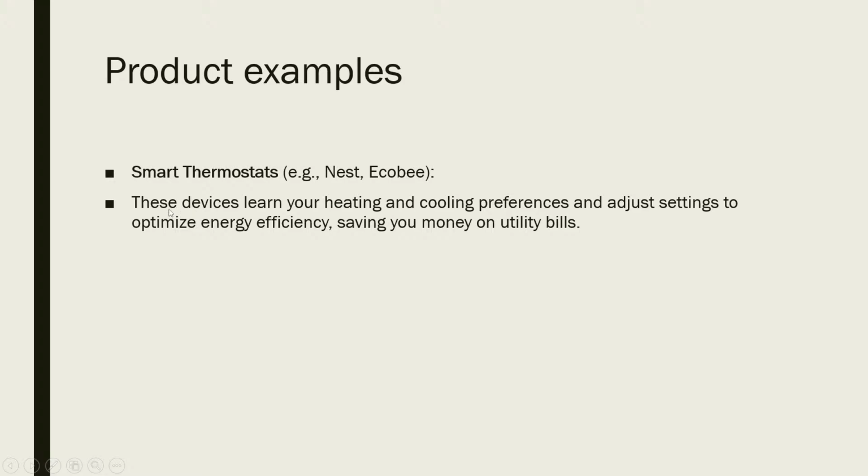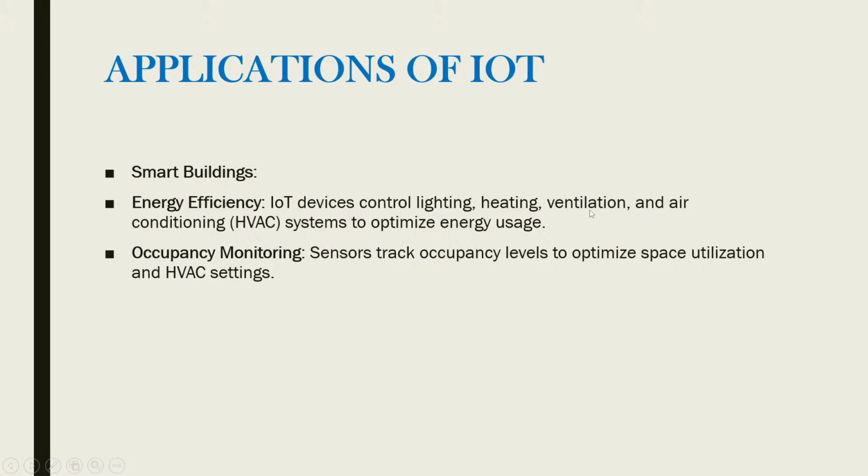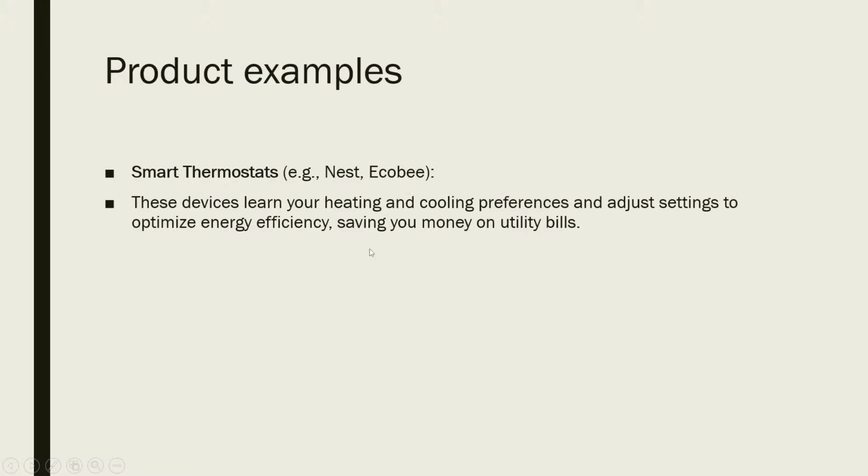But in foreign countries, in countries north of the equator or south of the equator, they have to use thermostat, cooling, or HVAC systems: heat, ventilation, and air conditioning systems. In winter, it needs to be a heating system. In summertime, it needs to be a cooling system, and it needs to keep people warm in general. So these devices learn heating and cooling preferences and adjust settings to optimize energy efficiency, saving you money on utility bills.